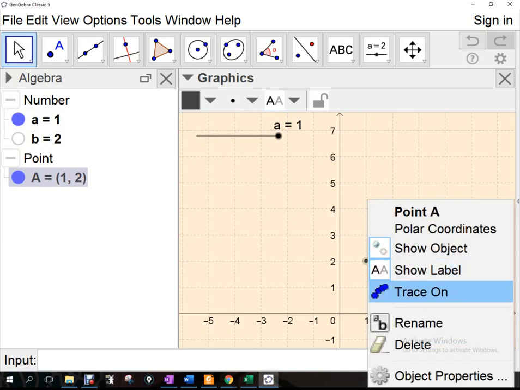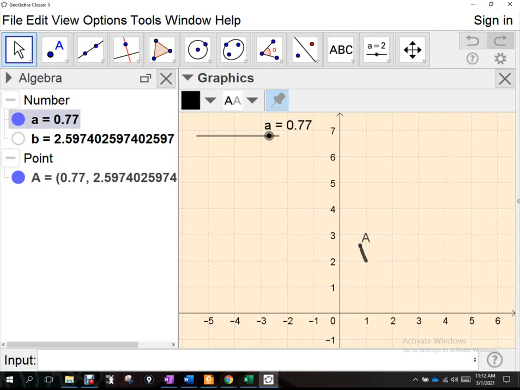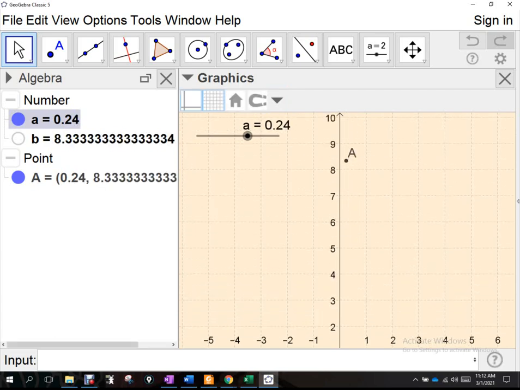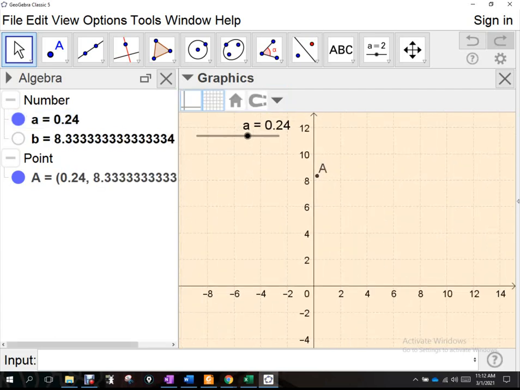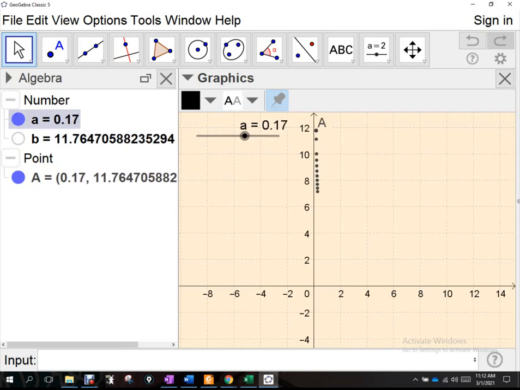Okay, so as I trace this, each one of those little dots is saying that this dot right here is an a value of 0.77. If I take 2 divided by that, I get this y value of 2.59. So what I'm asking here is, as lowercase a gets closer and closer to 0, we're starting to see that y value shoot up very far.